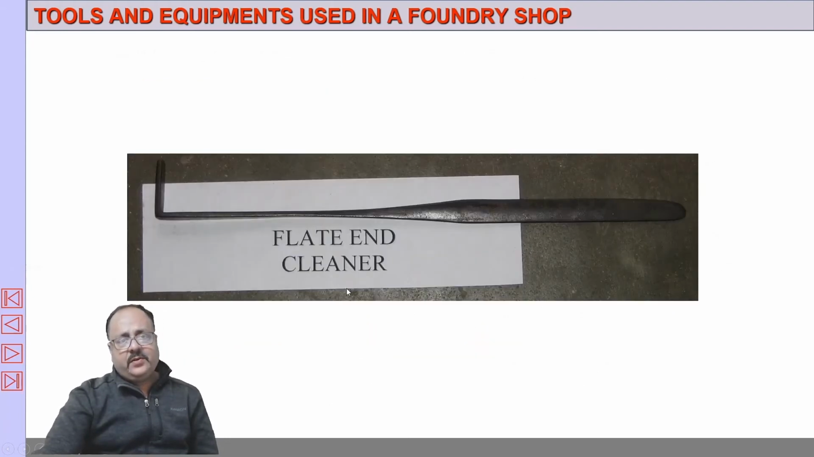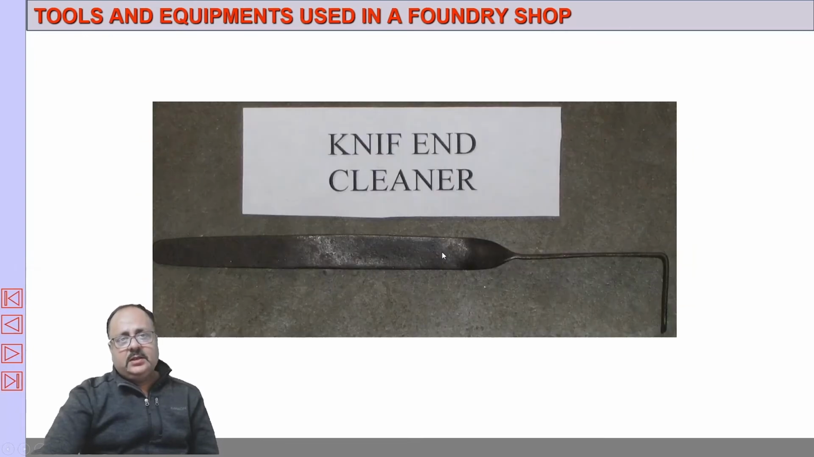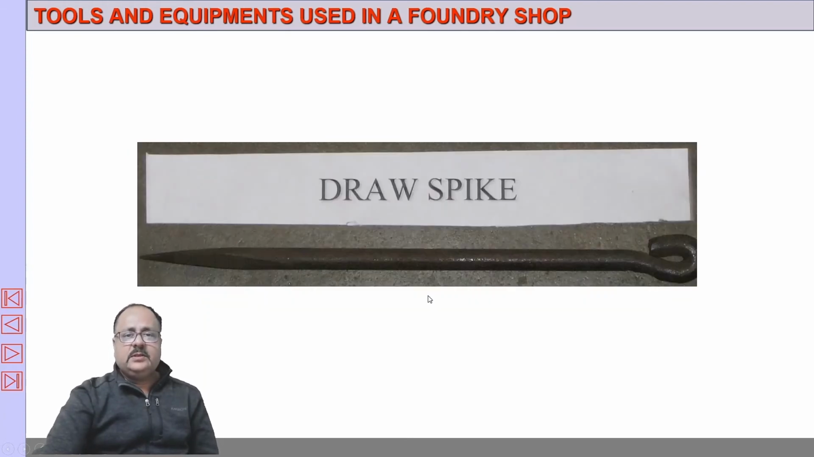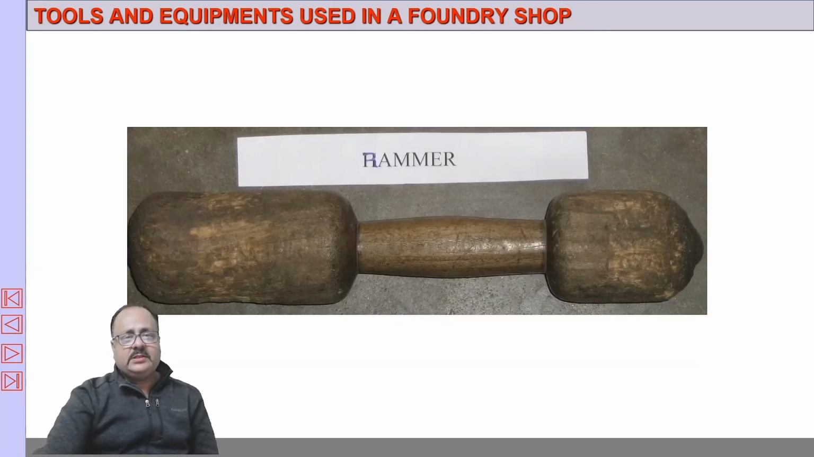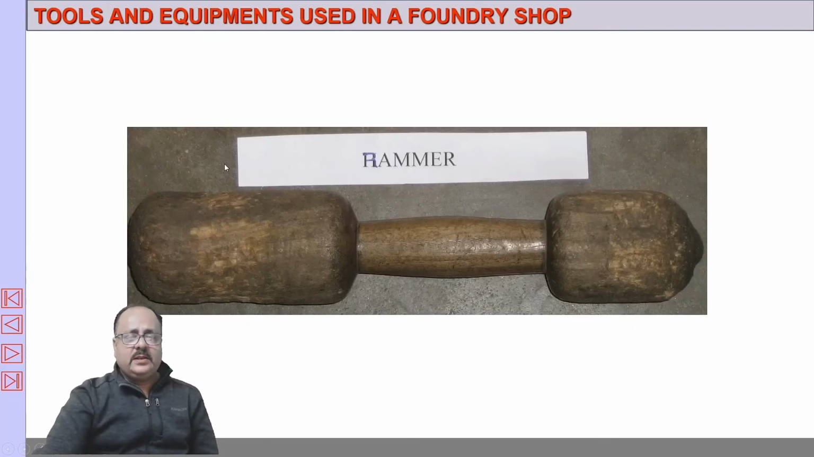This is a flat end cleaner. This is a trowel. This is straight edge. This is knife end cleaner. Vent wires with which you can make holes. Smoothers. Draw spike to remove the pattern. Shovels. Rammers to ram the sand in the mold. Okay, so these are the various equipments that are used.